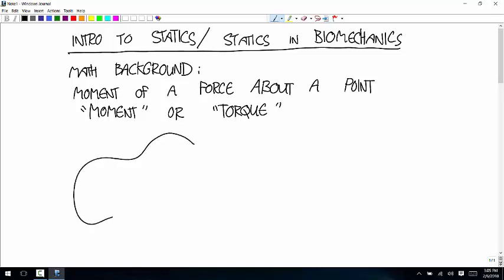If you have, let's say, just some arbitrary object, and somewhere on this object, let's call this point P, a force is applied. So I'll call this the force F. It's a vector. And somewhere else, it doesn't matter where for this definition, but it has to be chosen, there's some point A. So I'm going to call that the about point.